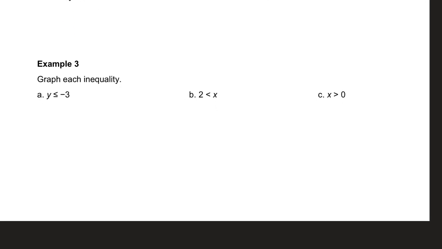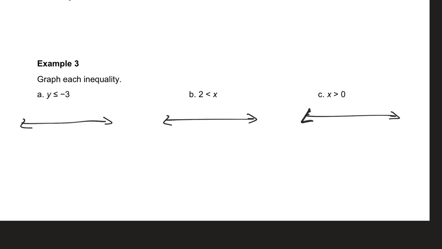All right, example 3, graph each inequality. So this is where you're going to make a little graph here. We're going to make a little number line, an arrow on both sides. I'm going to do that for all 3 of these, just so I know I have the space on my paper. So the first one here is y less than or equal to negative 3.